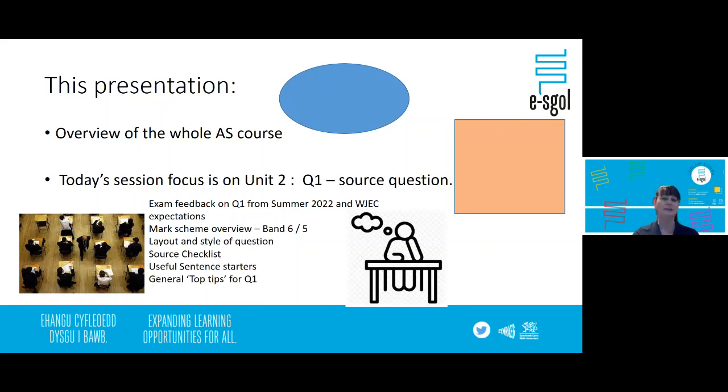I will look at the layout and the style of the question that comes under Question 1. I will look at the source checklist with you and also look at some useful sentence starters and just some general top tips for doing Question 1. So I'm hoping I'll be able to refresh current source skills that you have from maybe GCSE and also give you some new ideas as well on how to progress and bring them forward into your AS work.